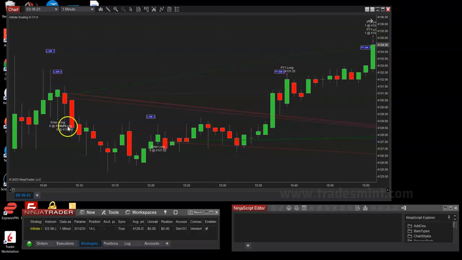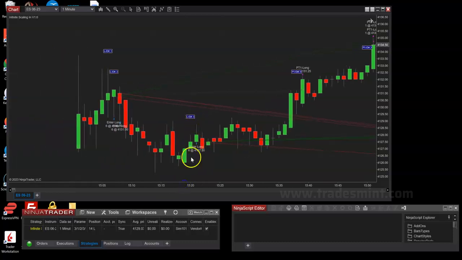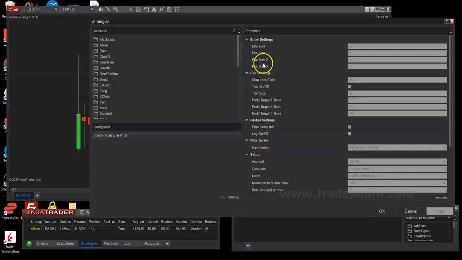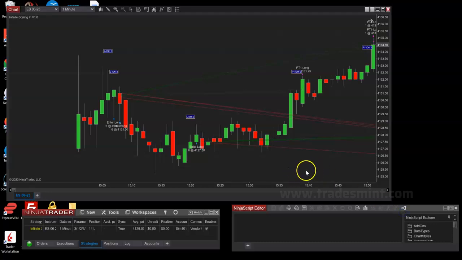Okay. Now let's go and see what happens. So this is our third allowed scale in. Okay. And that's when our another 1, 2, 3 bars occurred, and that's why it entered. Okay. You can see we had more bars here, like 1, 2, 3, but doesn't enter. Okay, because our maximum scale in right here, max lots, is set to 3. So each position, right, has its own size, but we're only allowing 3 lots in total. So let's see what happens next.